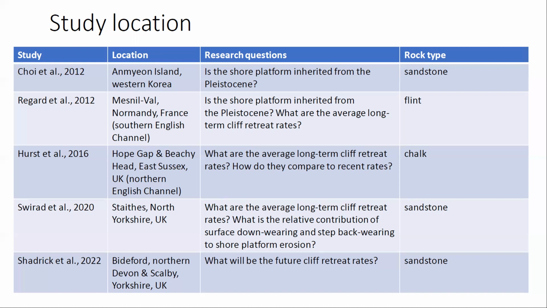Some studies aim to calculate mean cliff retreat rates over millennial timescales and compare them to the present rates to verify whether there has been a recent acceleration in coastal erosion. In our study, we also wanted to understand the relative contribution of surface downwearing and step-back wearing to shore platform erosion. Finally, in the most recent study, Shadrick and others used the method to project future coastal erosion.